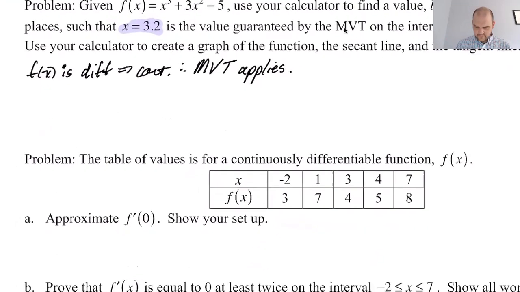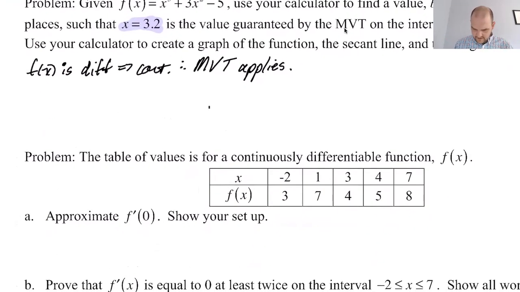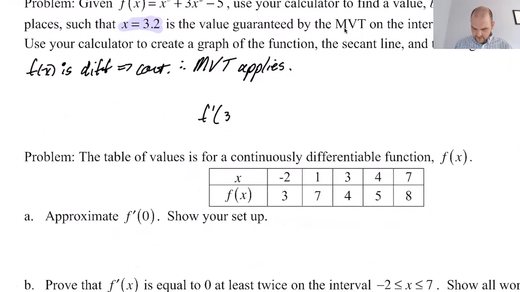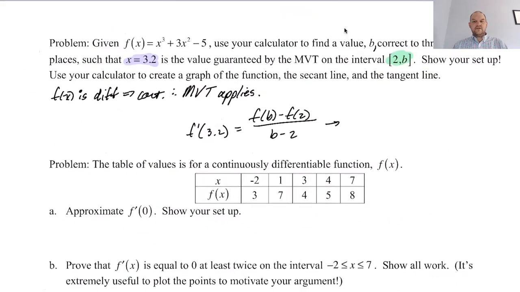All right, so we want to solve f prime of 3.2 is equal to f of b minus f of 2 over b minus 2. And then we need to know what b is. So let's see. Definitely a calculator problem. Here we go, over to the calculator.